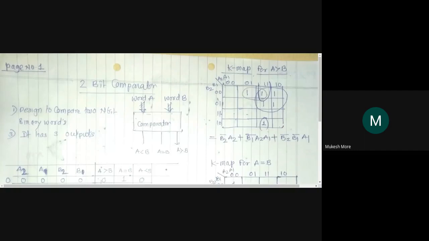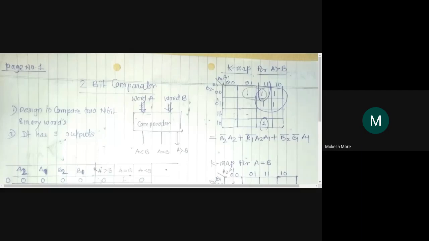Now if you look at the table, we have two numbers, that is number A and number B, and 4 bits, that is A1, A2, B1, B2. Okay.